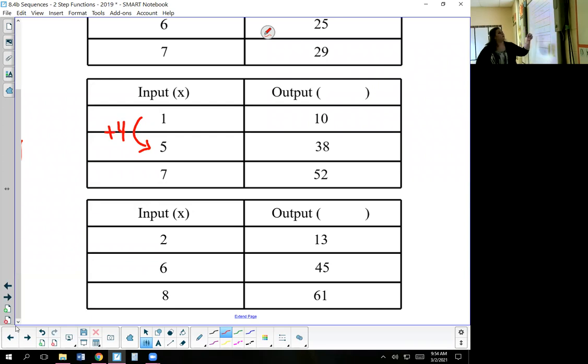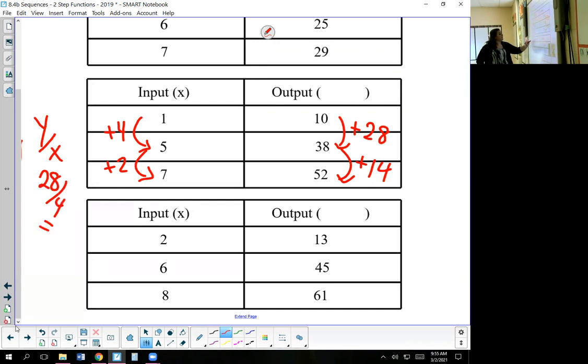This is plus 4. However, this is plus 28, right? And this is add 2, but this is add 14. So what am I really multiplying by? Don't tell me 28. Don't tell me 4. It's my y divided by my x. So 28 divided by 4 is 7.